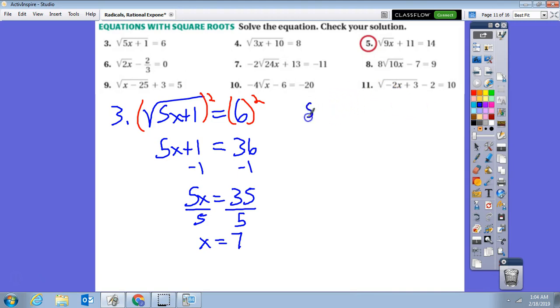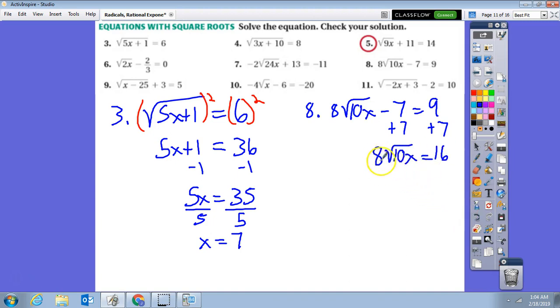Just be careful if you run into ones like number 8, where you have 8 times the square root of 10x minus 7 equals 9, because you have several things that are not in the radical that you need to move out of the way first, instead of trying to square everything first. So, you take the 7 here, and you add 7 first, just like I would in a normal equation. It gives me 16. Then this 8 is in front, it is multiplying, so we divide by 8 on both sides. We get the square root of 10x equals 2.